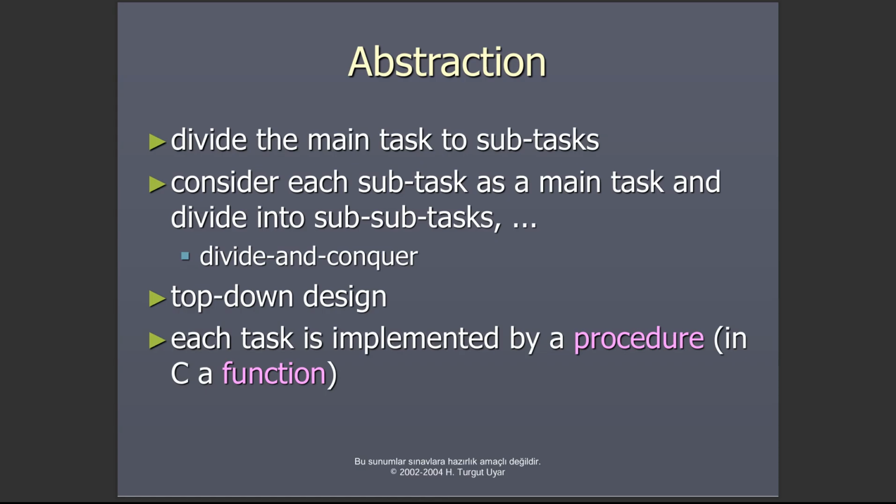The next important concept is called abstraction. When we have a big problem, it's often too difficult to solve it at once, so we break it into smaller problems we call subtasks. Then, if a subtask is still too big, we can break it into even smaller subtasks. This is the divide and conquer approach. We design our solution from top to bottom, and in programming we create a special block of code, a procedure or function, to solve each task.